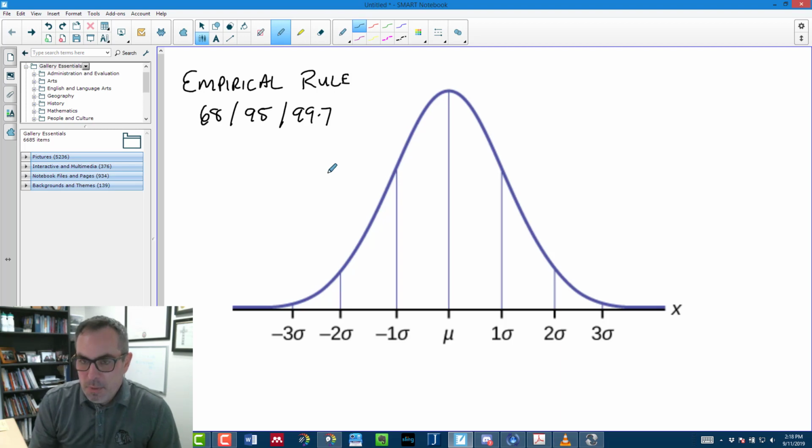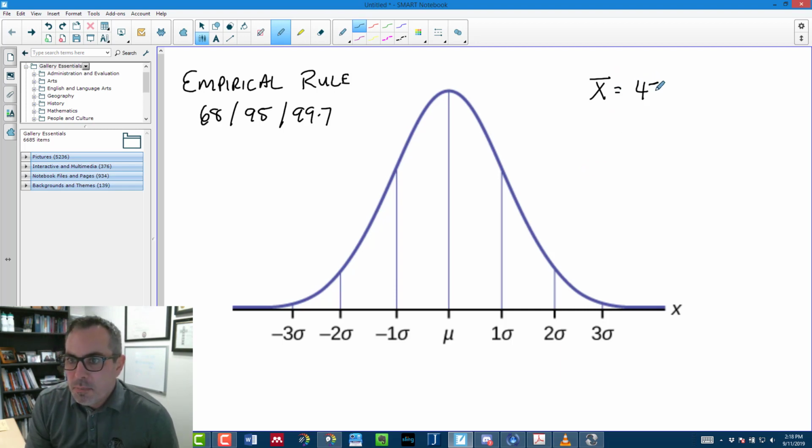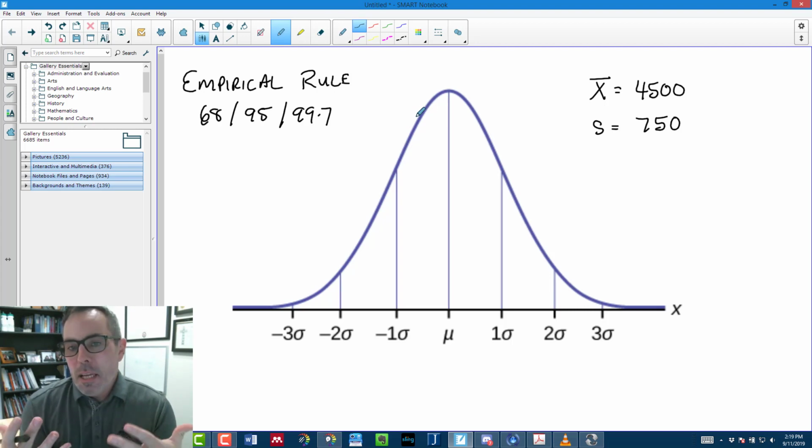average daily sales. So this is his average sales daily was around $4,500. And it had a standard deviation of $750. Now, when we talk then about the empirical rule, it helps us answer some very simple questions. 68% of the daily sales are going to fall between what two values, right?